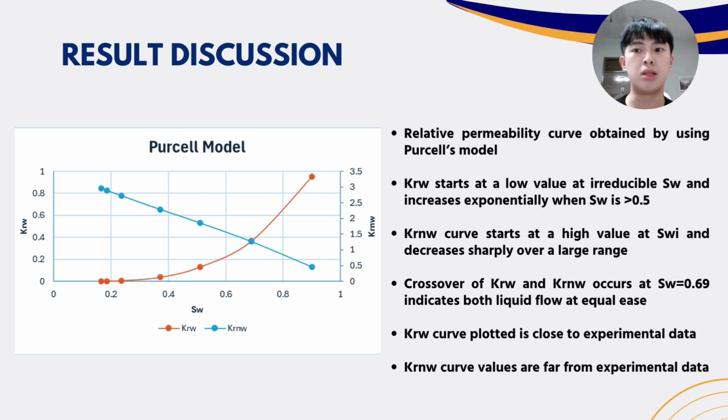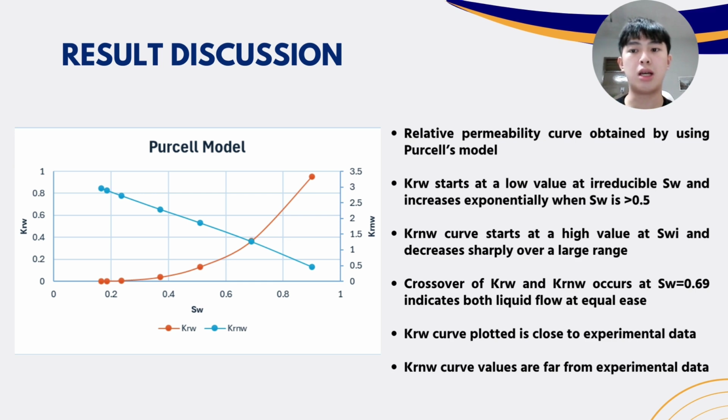Firstly, this is the relative permeability curve obtained by using Purcell's model. The orange line represents the relative permeability of the wetting phase, and the blue line represents the relative permeability of the non-wetting phase. From the graph, we can see that KRW starts at a low value at irreducible water saturation and increases exponentially when water saturation is more than 0.5 until the irreducible saturation of the non-wetting phase is reached. The KRNW curve starts at a high value and decreases sharply over a large range. This is due to the nature of the equation that includes a large area of error, hence it is inaccurate.